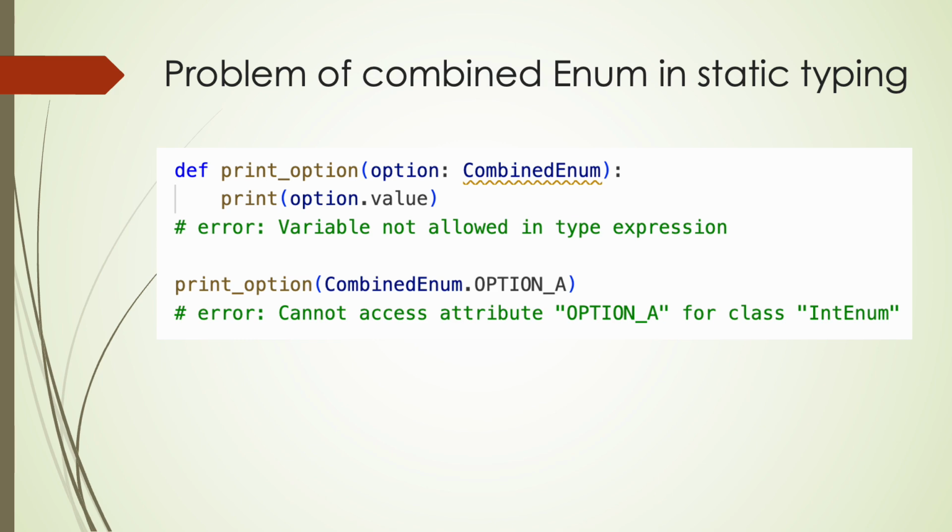The other error says that the enum attribute cannot be accessed. The reason is the same. The dynamic class is only created at runtime, and thus the attributes are not available in static code checking. As a result, you will end up in an awkward situation. The code would run successfully if you run it directly. However, it will fail static code checking by type checkers.